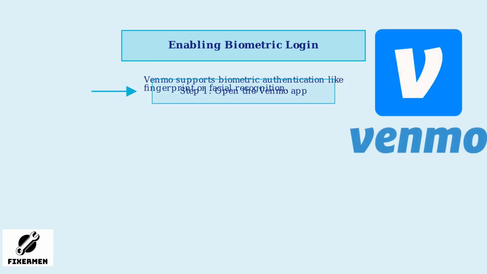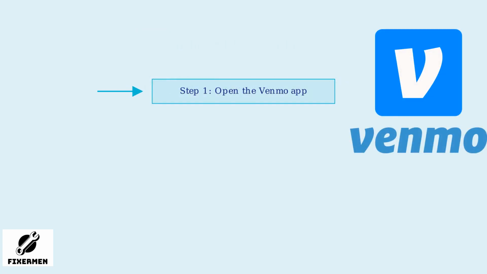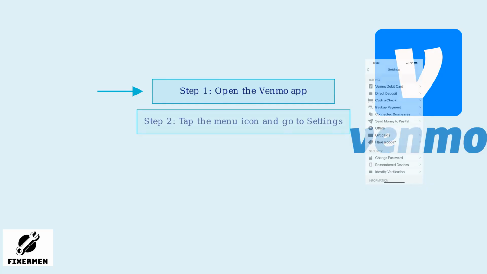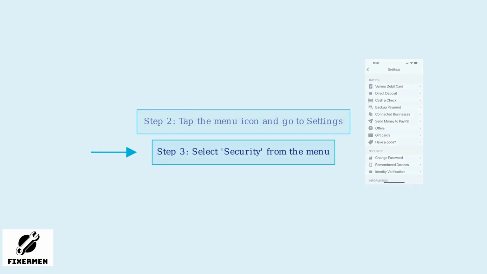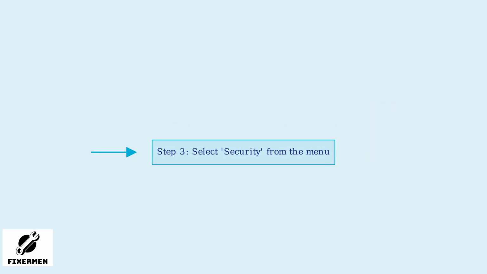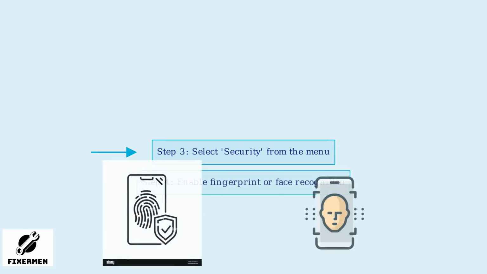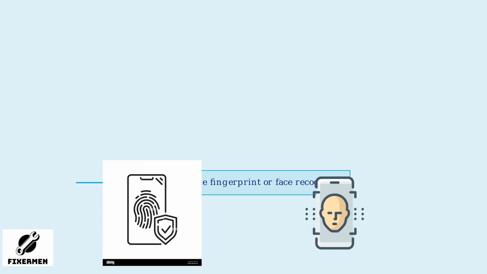To enable biometric login, start by opening the Venmo app on your device. Next, tap the menu icon in the app and navigate to the Settings section. From the Settings menu, select the Security option to access authentication settings. In the Security settings, enable the biometric options available on your device, such as fingerprint scanning or facial recognition. Once enabled, biometric login will allow you to access Venmo more securely and efficiently, reducing the likelihood of error code 1003.